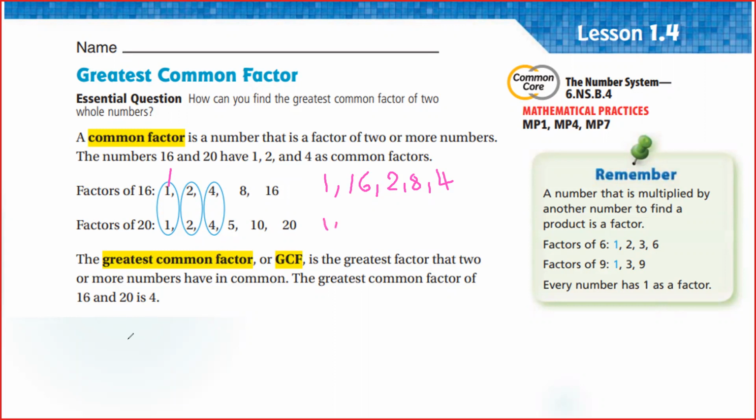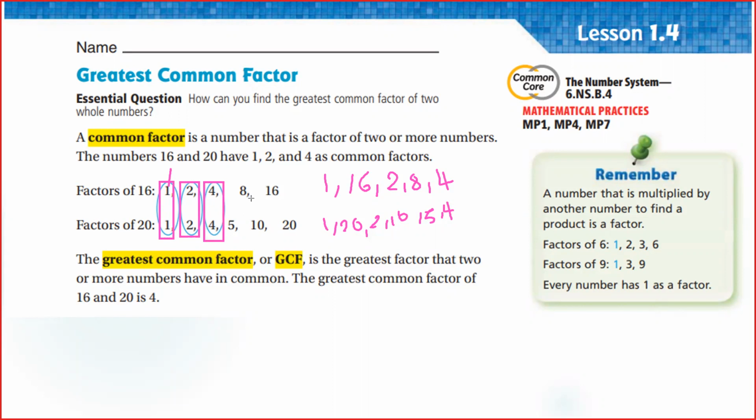1 and 20, 2 and 10, 5 and 4. So now you write them from least to greatest as 1, 2, 4, 5, 10, and 20. Then after that, you will find the common. Where are the common? 1 is common, 2, 4, only.